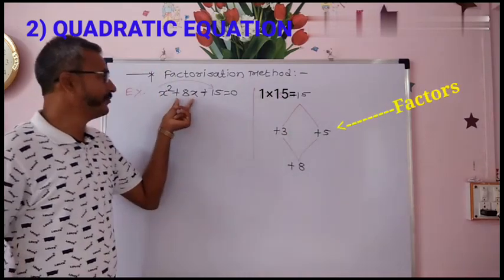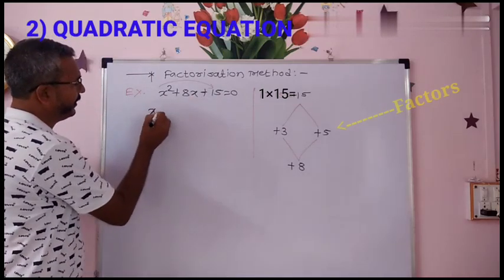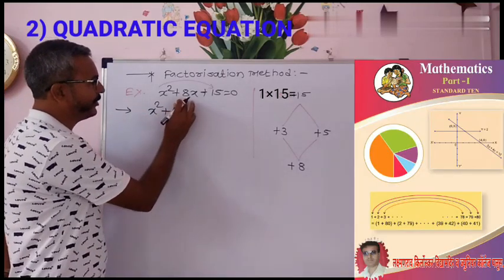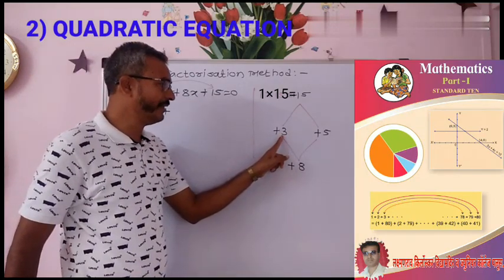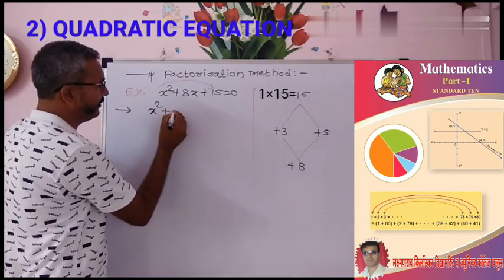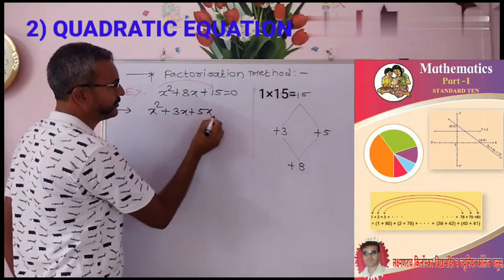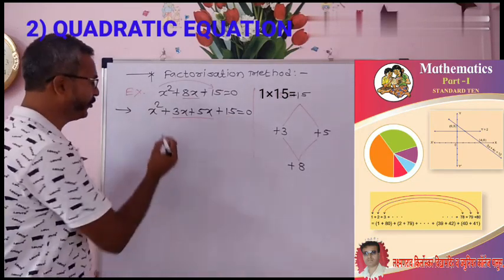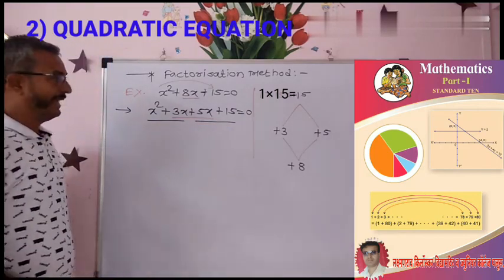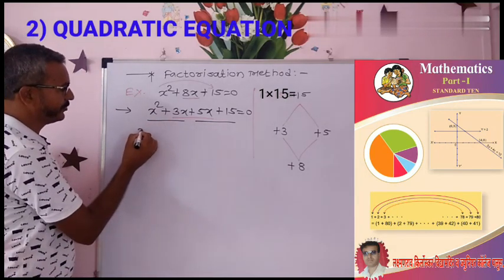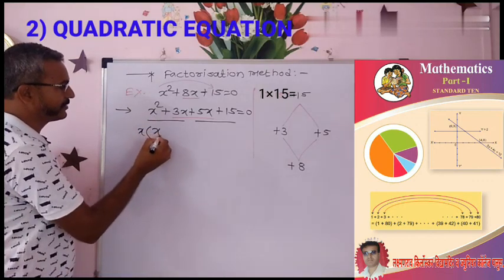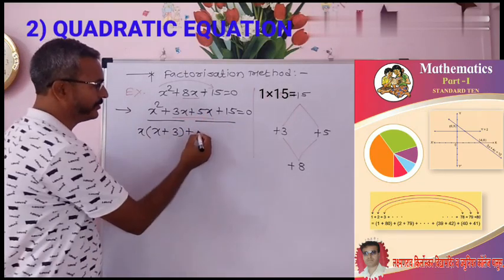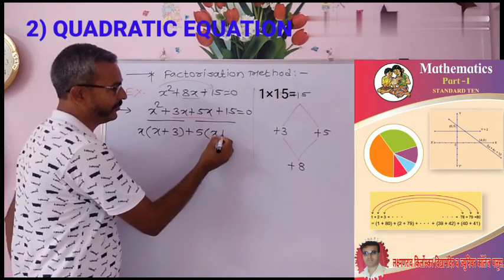We use these two numbers instead of the coefficient of the middle term. So we write x square, the first term, as it is. Instead of plus 8x, we write 3x plus 5x, and the last term 15 as it is, equal to 0. Now we get four terms. We group two terms and take out the common factor from each group. In the first group, x is common, so we take x and the remaining factor is x plus 3. In 5x plus 15, 5 is common, so we take out 5 and the remaining factor is x plus 3, since 5 threes are 15.